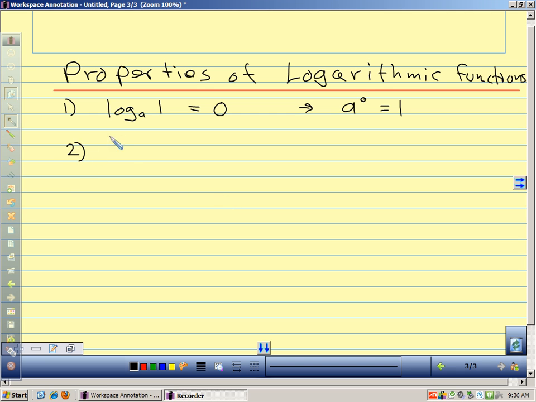So our second property, log to the base a of a is 1. The power of a that gives us a is 1. This is the same as saying a to the 1 equals a.